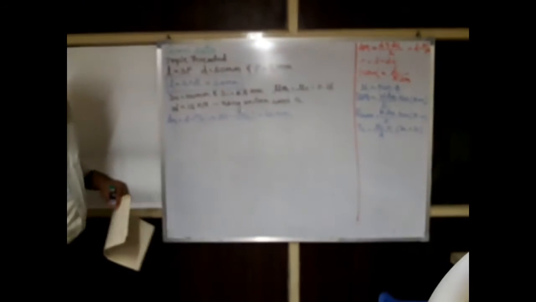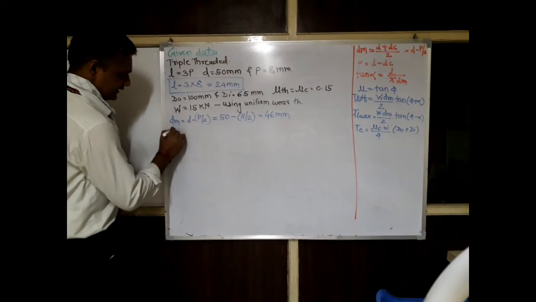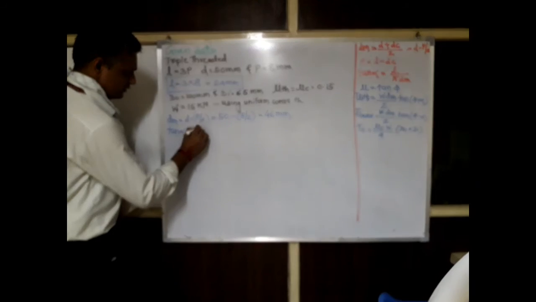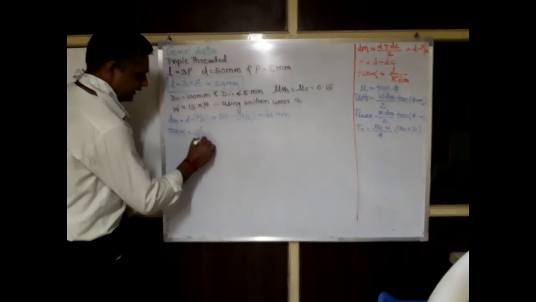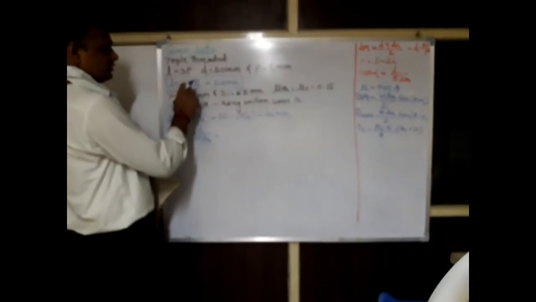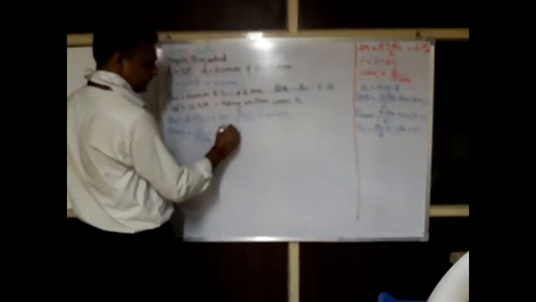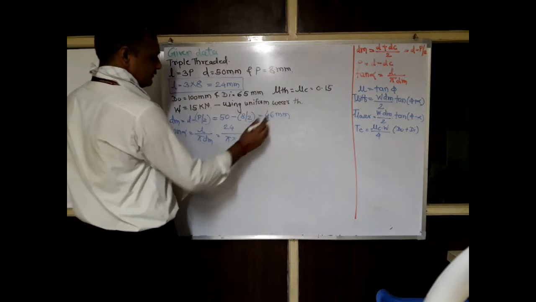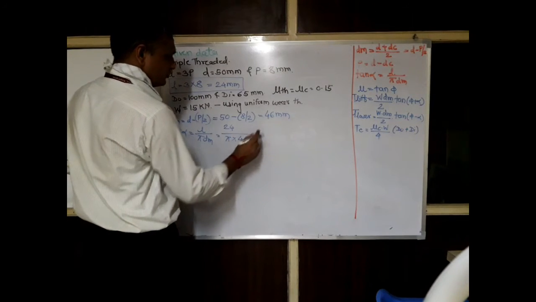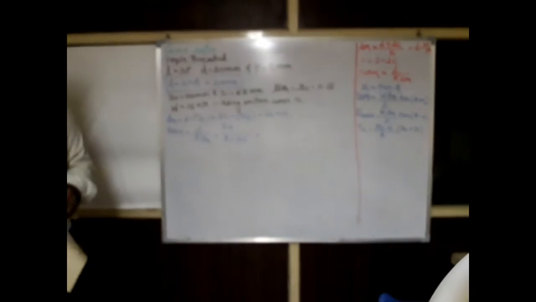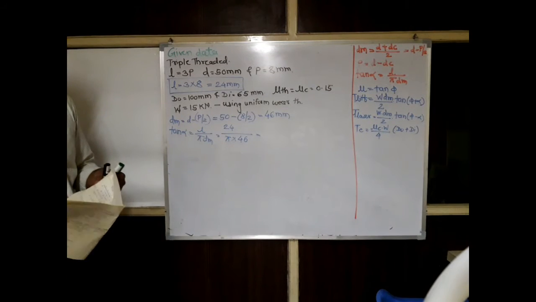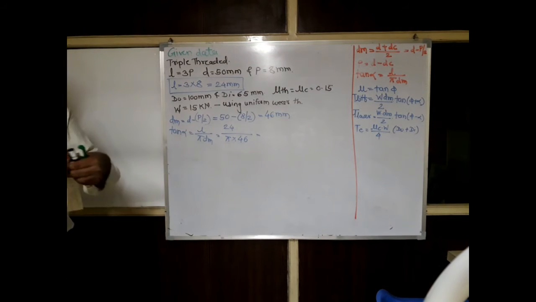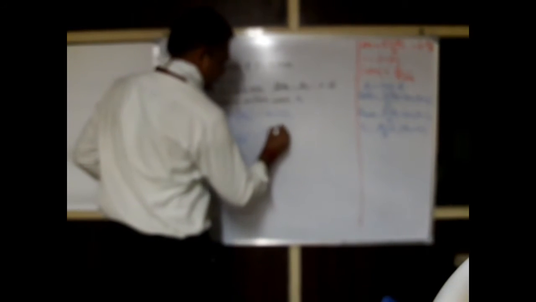Then we can find out the tan alpha, helix angle. Tan alpha is equal to lead divided by pi dm. Now how much is the magnitude of lead? Lead is equal to 24 mm divided by pi into dm, the mean diameter, that is 46 mm. Now what is the value of tan alpha? It is equal to lead divided by pi dm. That value comes to be 0.166.